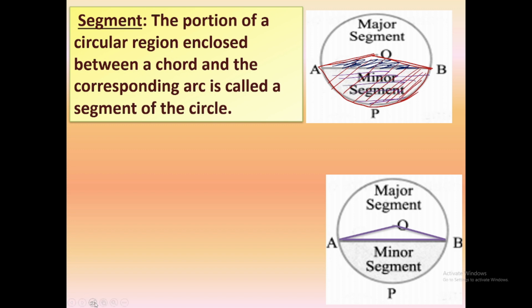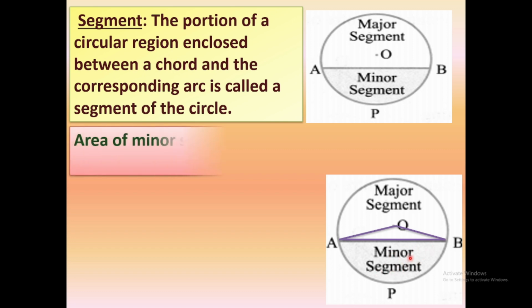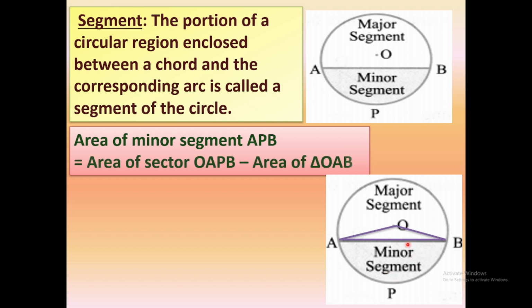Just see how. I am repeating again: from the area of the sector, if I subtract the area of this triangle, we will get the area of the minor segment. Here we have labeled the minor segment as APB. So the area of sector OAPB minus the area of triangle AOB gives the area of the minor segment.